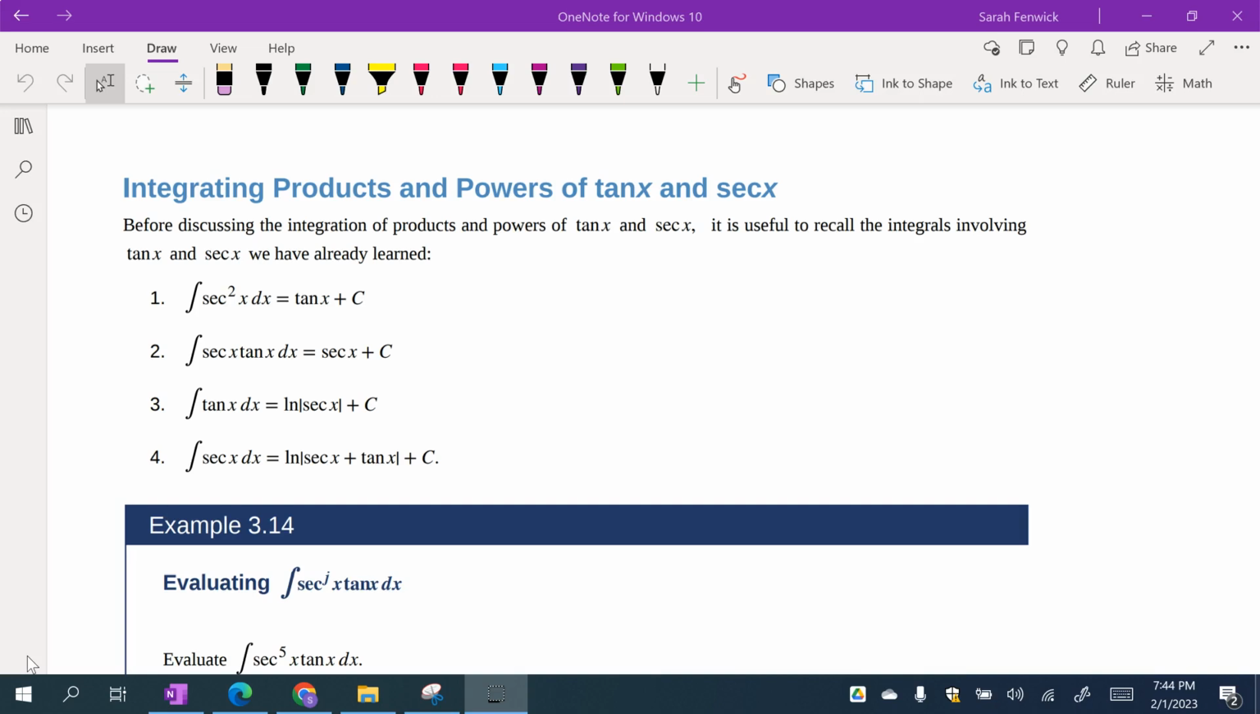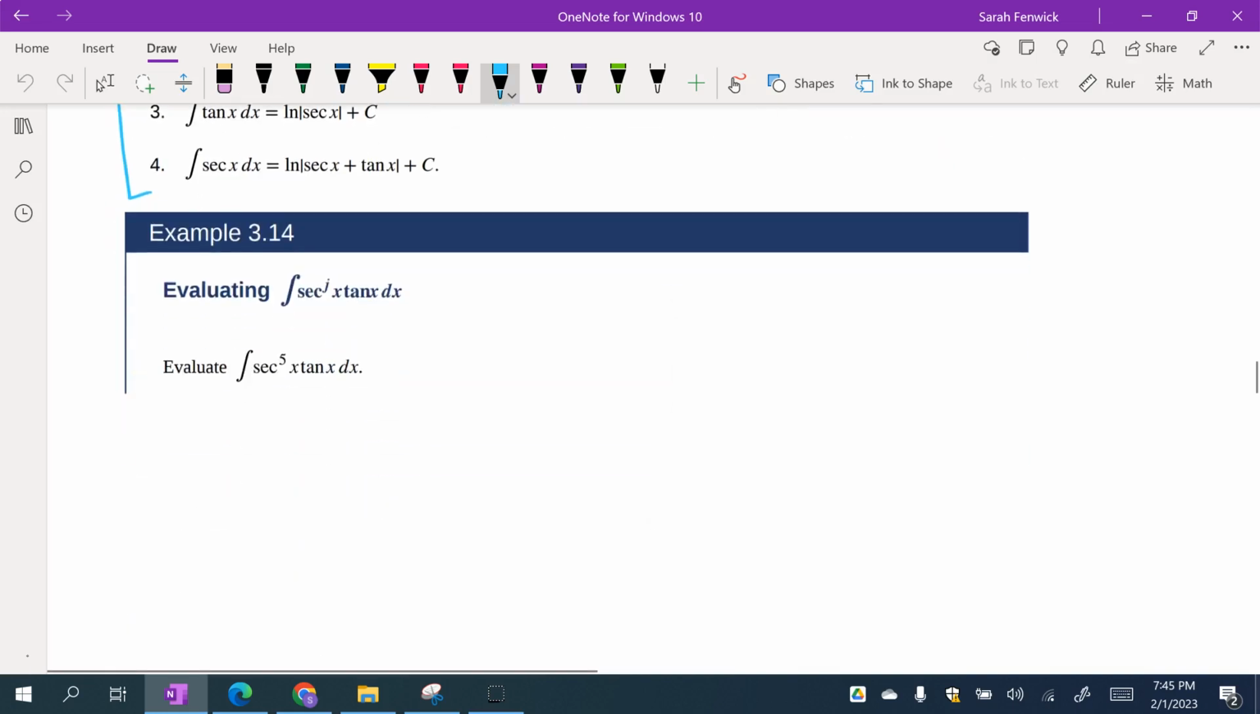So first, we've got a couple of reminders for some of the rules for secant and tan. The integral of secant squared x is tan x plus c. Secant x tan x is secant x plus c. Tan x by itself dx is the natural log of the absolute value of secant x plus c. And secant x by itself is ln of the absolute value of secant x plus tan x plus c.